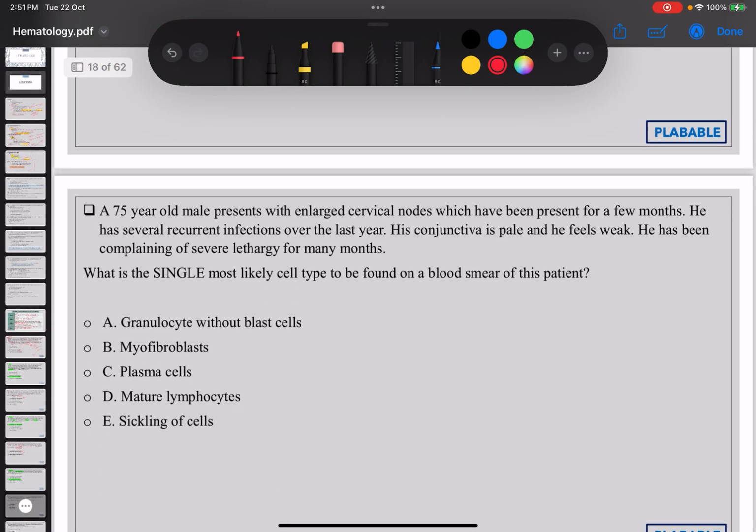Our next question asks what type of cell you can find on the blood smear in this patient. The options are granulocyte without blast cell, myelofibroblast, plasma cell, mature lymphocyte, and sickling of cell. Looking at the previous lines, he complains of lethargy, conjunctiva pale, recurrent infection, and cervical nodes enlarged. The age group is older adult.